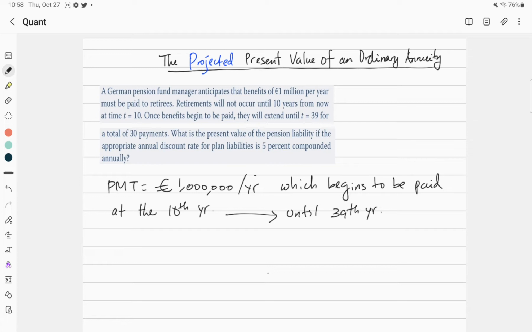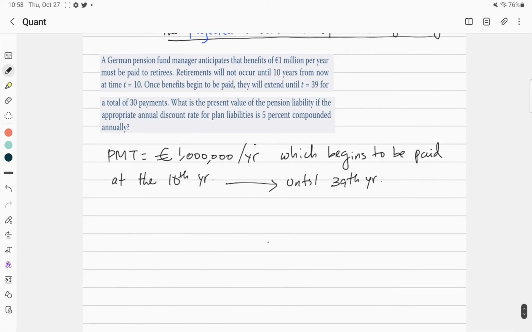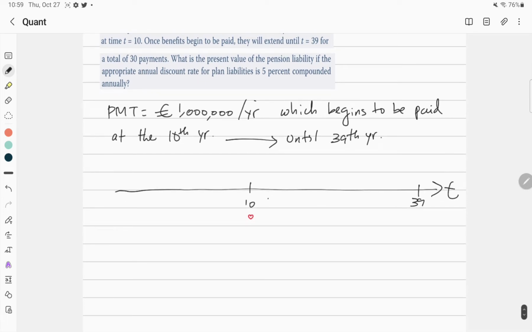So again, this kind of problem will become clear if we draw a timeline. So let's draw a timeline. Here is a timeline. So we have 10 and 39. So let's do this 10 and let's do this 39th year. This is time. So the first payment will happen at the 10th year. So the first payment occurs here, euro of 1 million.